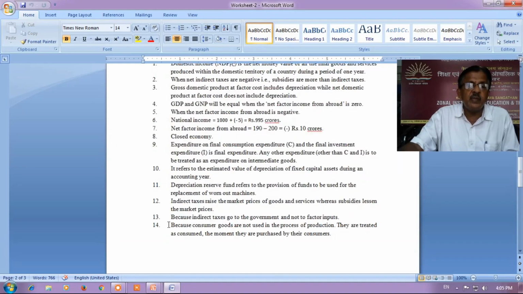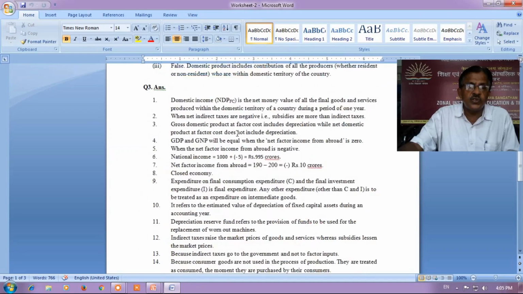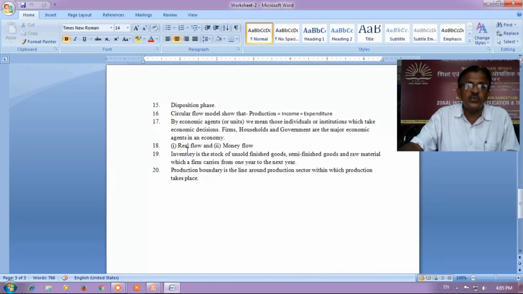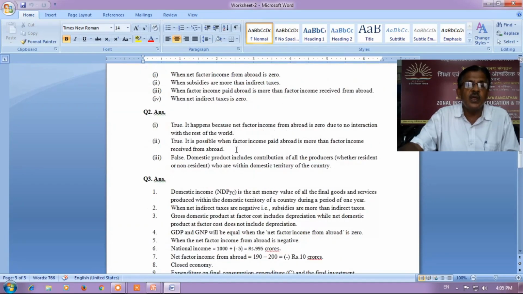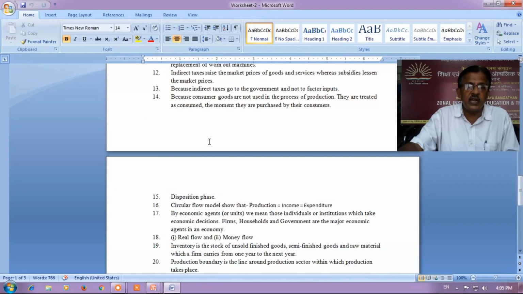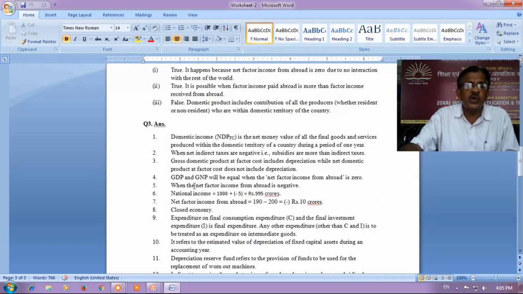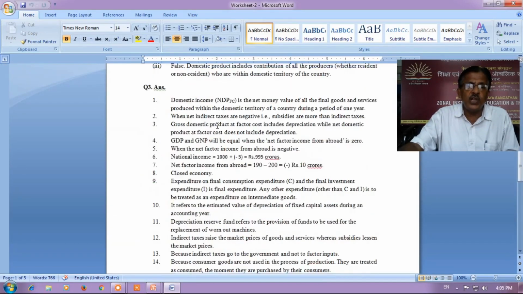Then number 18, what are the types of circular flows? Real flow and money flow. Then number 19, what is meant by inventory? That is again a very important question. Inventory is the stock of unsold finished goods, semi-finished goods and raw materials which a firm carries from one year to the next year.